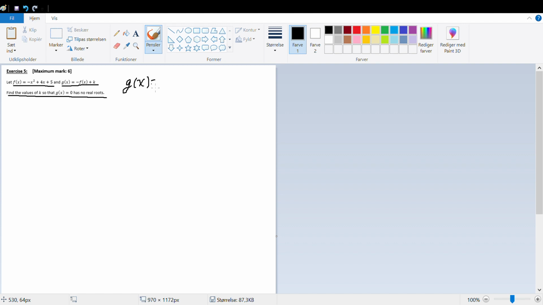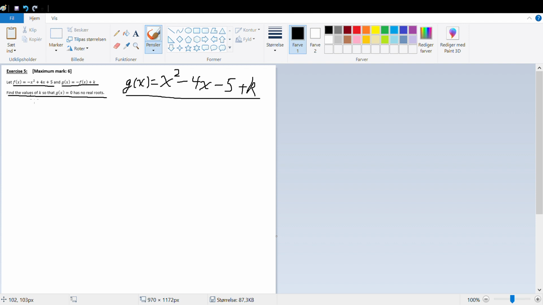So let's take minus f of x. What is that? Well, that should be minus on this minus x squared, so this should be plus x squared now. Then we would have minus on this plus 4x, that should be minus 4x. And then we have minus on the 5, so it should be minus 5. Now it also says plus k, so I need to include a plus k here. So this is our g of x.